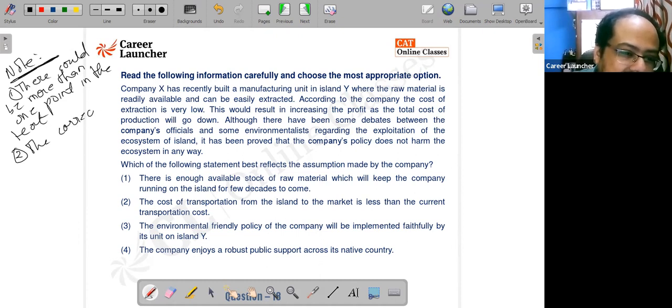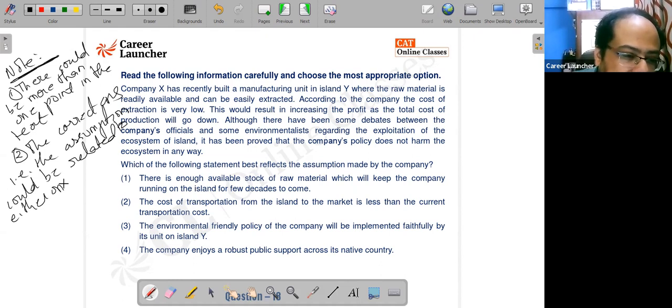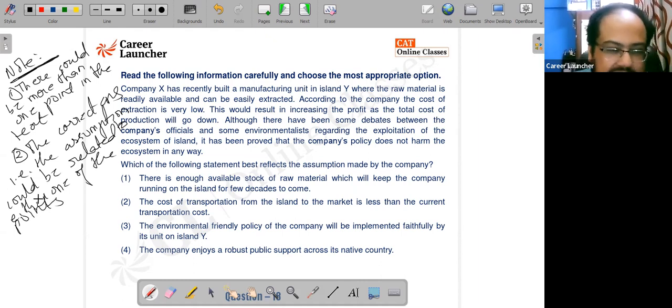The correct answer, that is the assumption that you are looking for, could be related to either one of the points. So if you think there is more than one point, fair enough, no problem. In that case, your answer could be related to one of those 2 points.